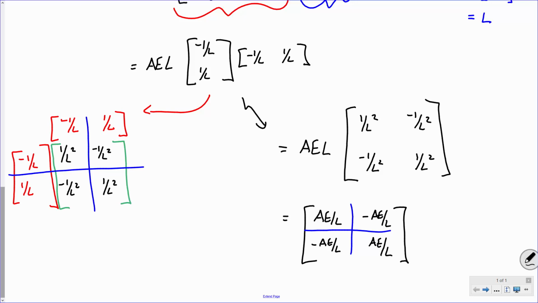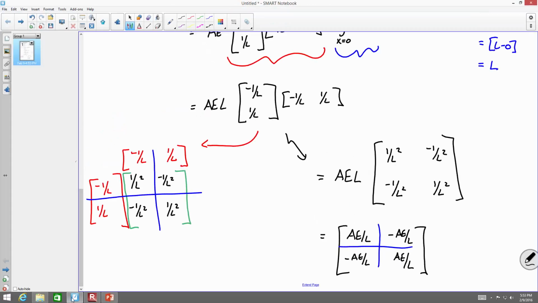Did everybody see what I did? Okay. The point that I'm trying to make with this is that we can take this simple element and apply this procedure to get a stiffness matrix. We can apply the same procedure to get stiffness matrices for much more complicated elements. But do you see how this works? The point is, let me go back to my slideshow.